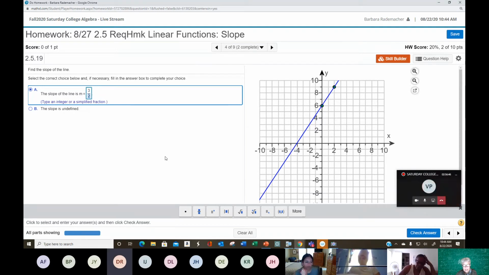Miss Barbara, I have a question. Yes. Are they always going to be 2 points so that you can get the slope of the line? Yes. That's all you need is 2 points. A third one would get in the way.